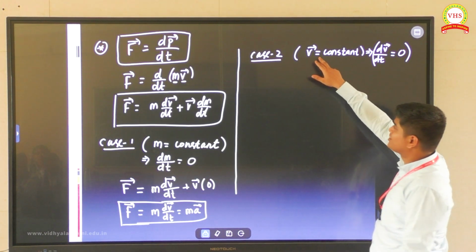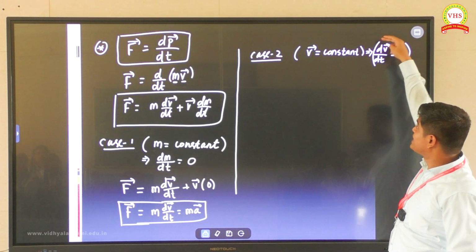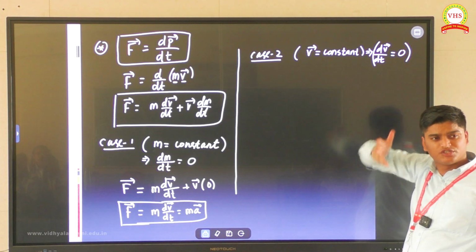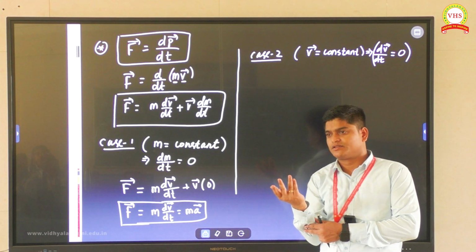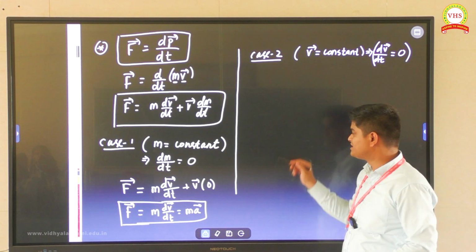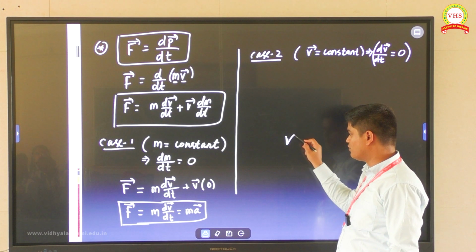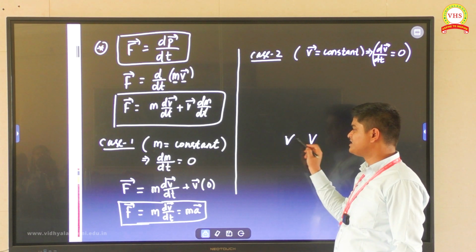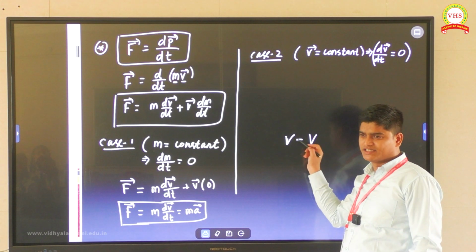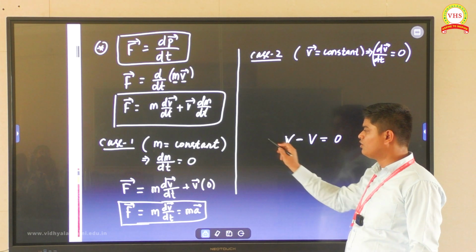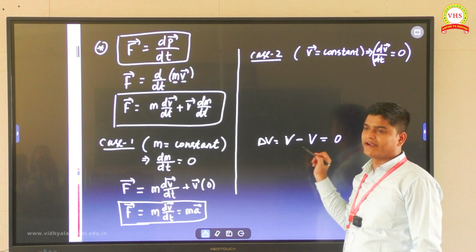Similarly, if velocity is not changing, it is constant, then the change in velocity with respect to time, what will it become? 0. If something is constant, its change will be 0. That means initially whatever the v value, finally also the same v value. When I take the change, I do final minus initial. Then what is coming? 0. So the change in velocity is 0. Are you getting it or not?